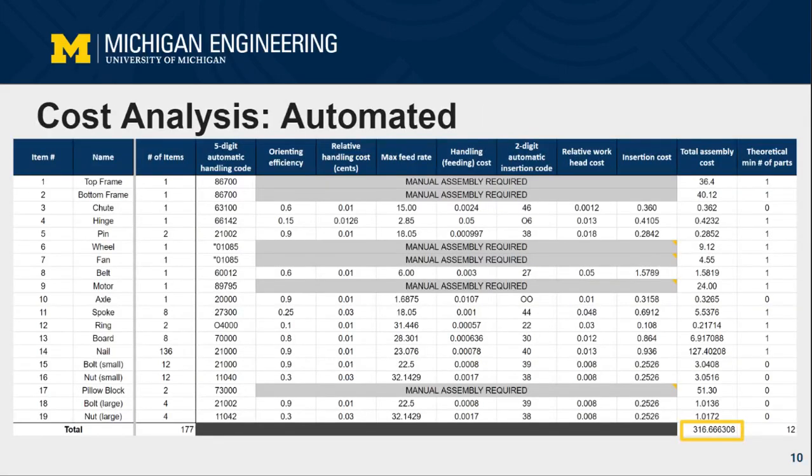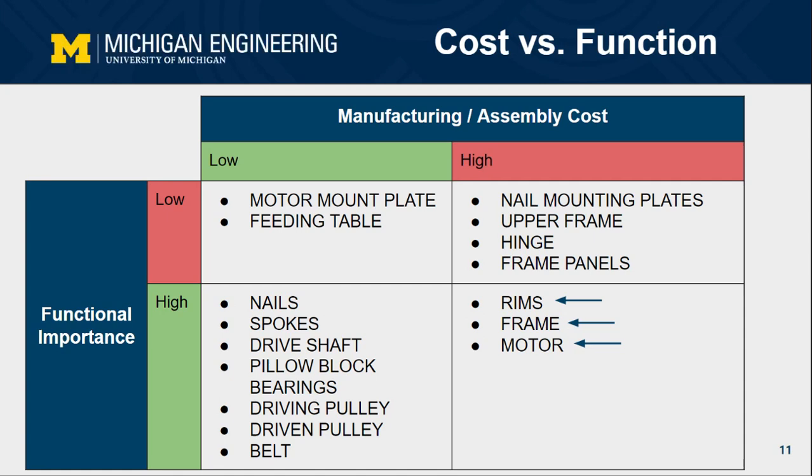Displayed is our cost analysis for automated assembly. Certain parts do require manual assembly for their size, weight, or orientation. These parts are noted in gray on the table. The cost for each item is broken down across the table, and one notable finding is that the nails account for roughly 1/3 of the total assembly cost, which is $317 US.